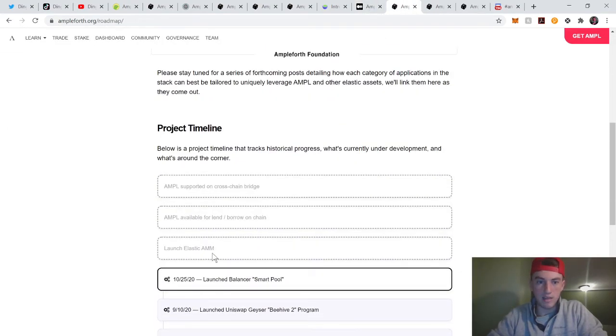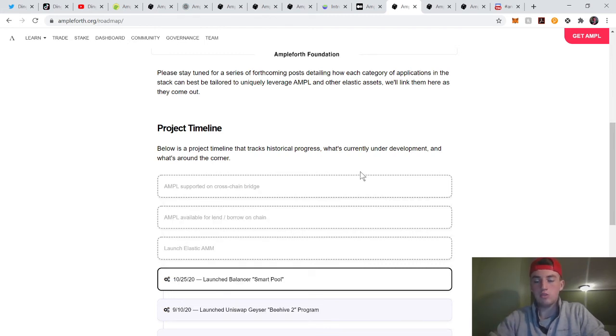Okay, roadmap. They launch Elastic Automatic Market Maker. That is interesting. I don't know exactly what that entails. Elastic Automatic Market Maker. Look into that. Put in the comments if anybody knows exactly what that entails, if that's something different than Uniswap or Balancer, or that's interesting. Ample available for lend, borrow, Ample supported on Easy. So they're pretty much done with the cross chain.